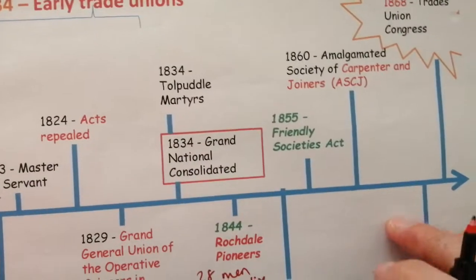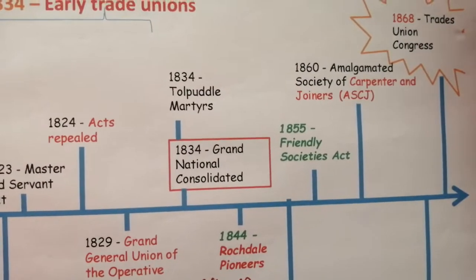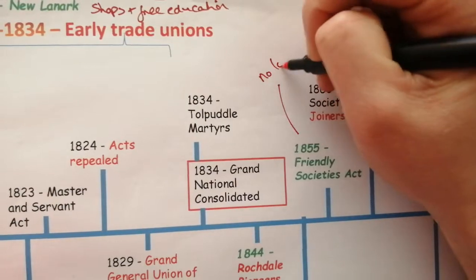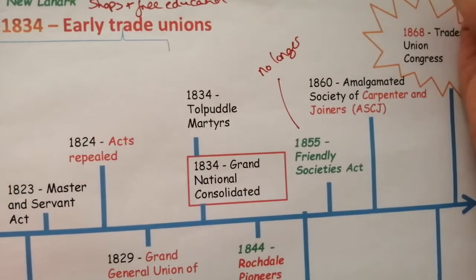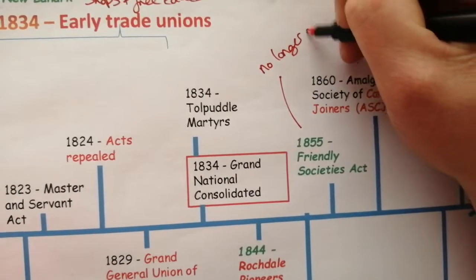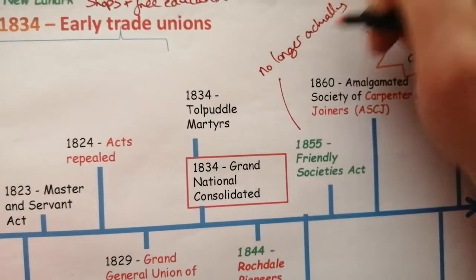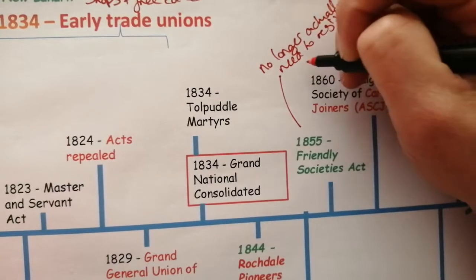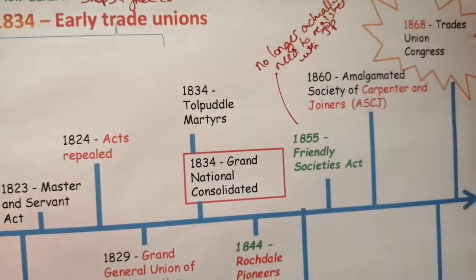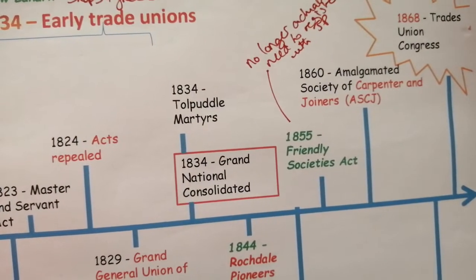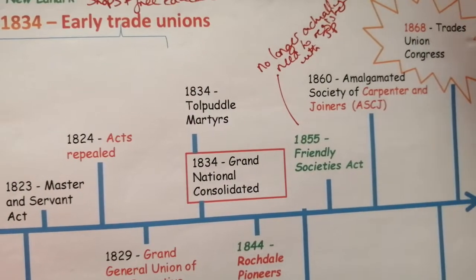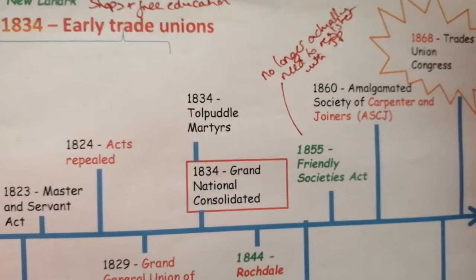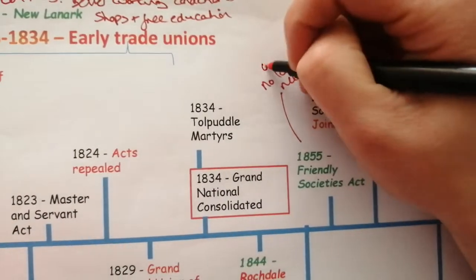That then links to 1855, which has our Friendly Societies Act, which again just gives them more power. So they no longer need to register with the Justice of the Peace, which is something that they had to do originally. I'll just put JP, but that means Justices of the Peace. So again, they're not seen as a threat. They're not a worry. And by 1855, we have over 1 million members.